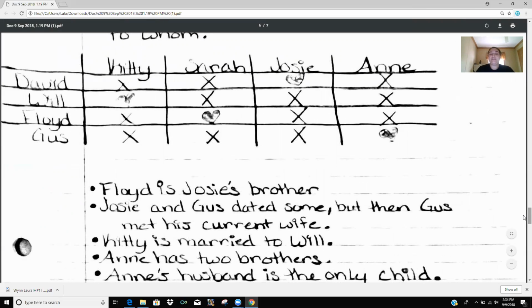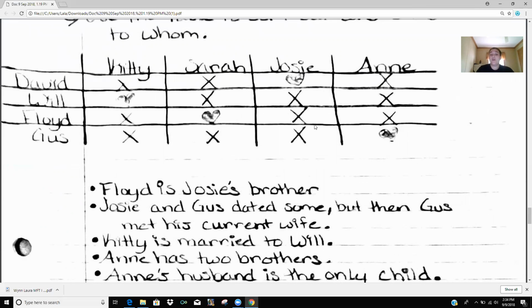Okay, so Floyd is Josie's brother. So we know Josie and Floyd can't be married because they're siblings, so we'll just go ahead and mark him out. Josie and Gus dated some, but then Gus met his current wife. So we know Josie and Gus aren't married because he's married to somebody else, so we'll mark Gus out. So that leaves us with Will and David.